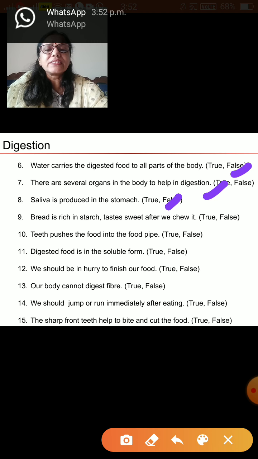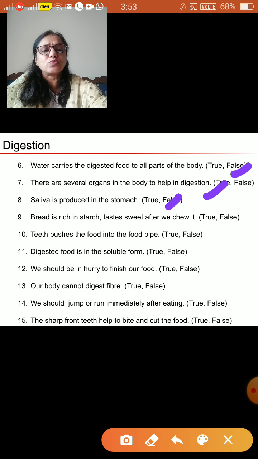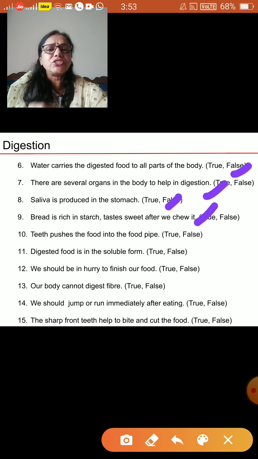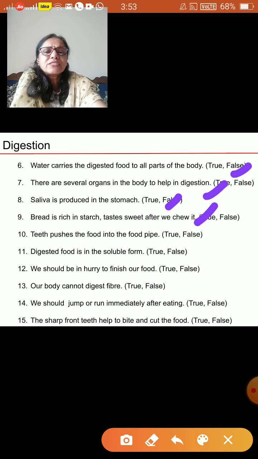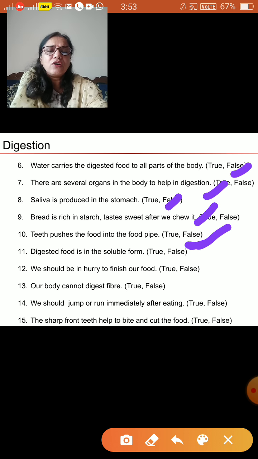Next is, bread is rich in starch, so it tastes sweet after we chew it. Yes, it is true, because it is made up of starch, and as soon as we chew it, saliva converts it into soluble sugar. Next one, teeth push the food into the food pipe. It is false, because teeth only chew the food.